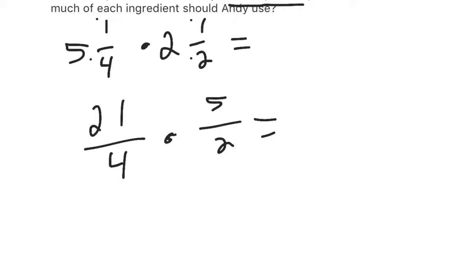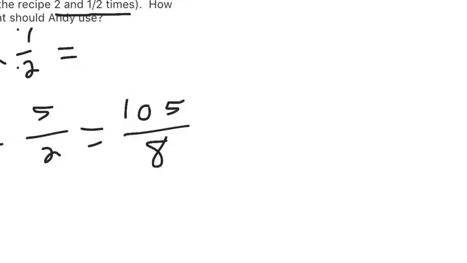Now you can just multiply straight across the top. So we get 105 when you multiply the 21 times 5. And then multiply straight across the bottom, you get 8. If we wanted to convert this to a mixed number again, take 105 in a calculator and divide it by 8. When you do, you get 13 and then a decimal.